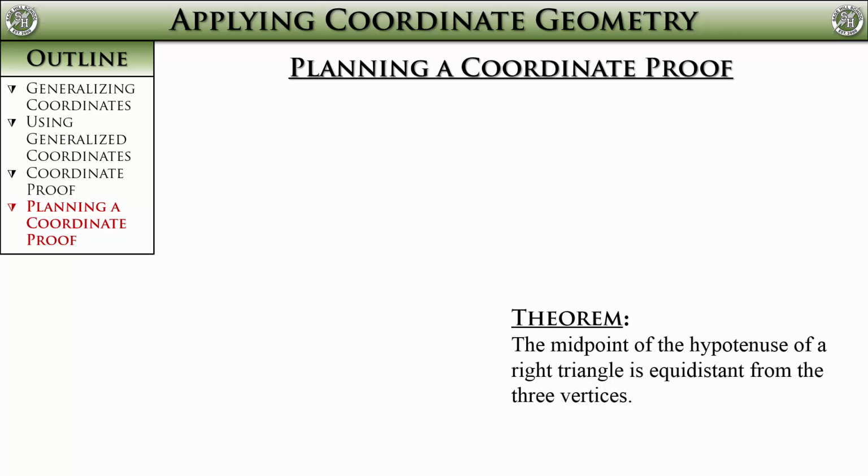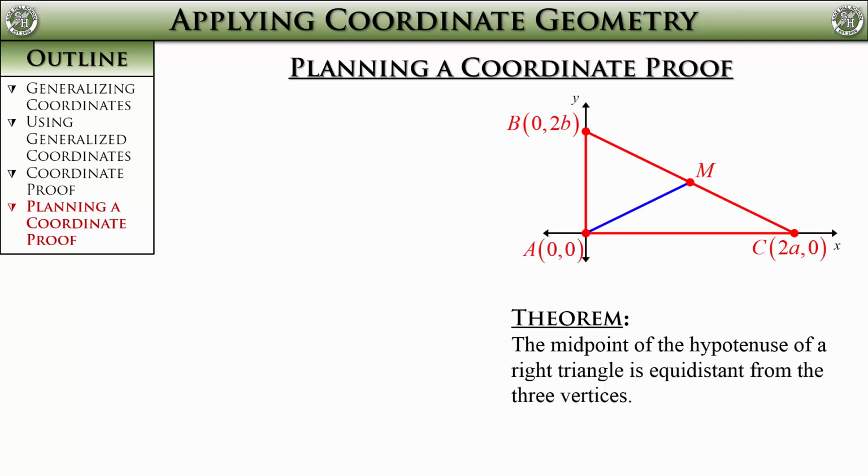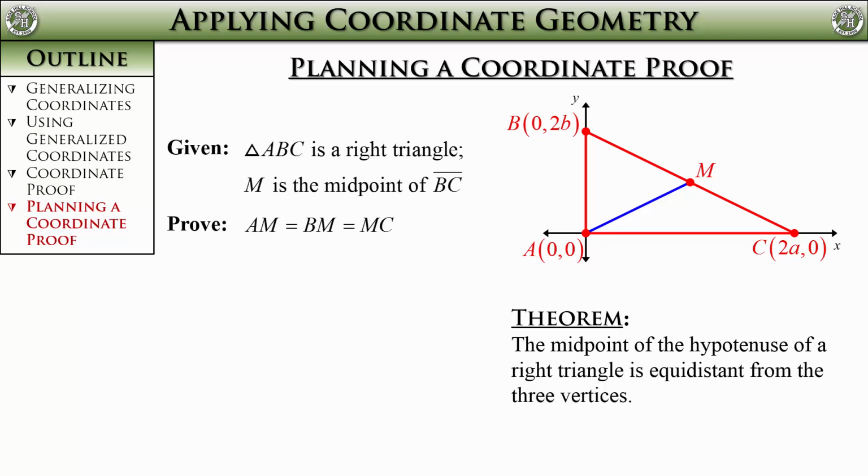First, just like most geometry proofs, there is usually a picture. This picture has generalized the coordinates, and look at those 2's there. That must mean the midpoint formula is coming. Next we have a given and a prove, just like our other proofs. Turning this theorem into a given and a prove gives us this. If we can show that AB equals BM equals MC, then we will have proven our theorem.